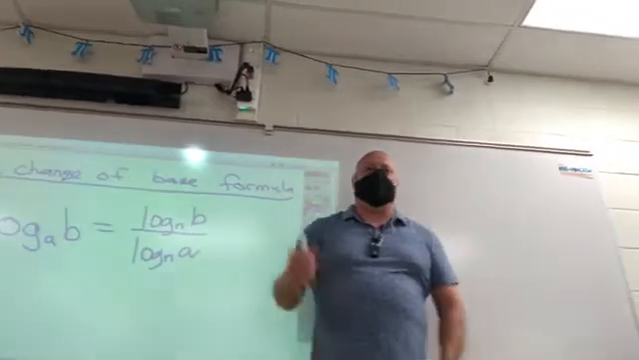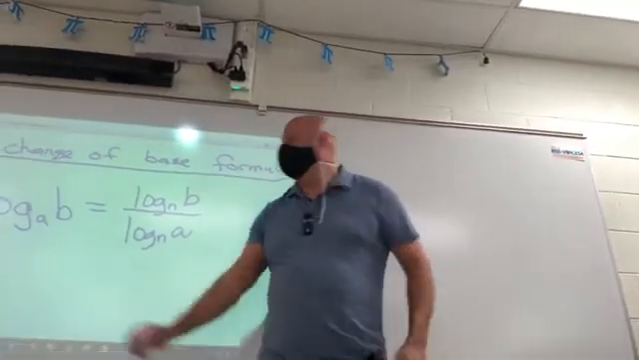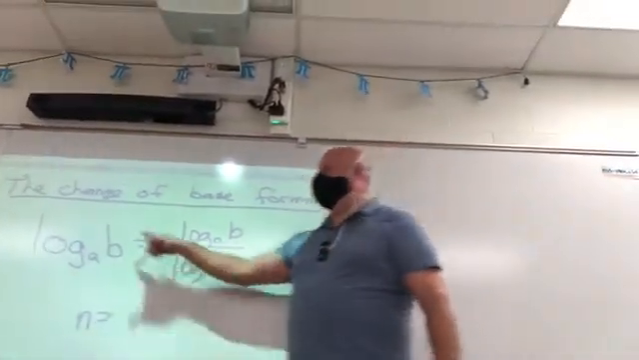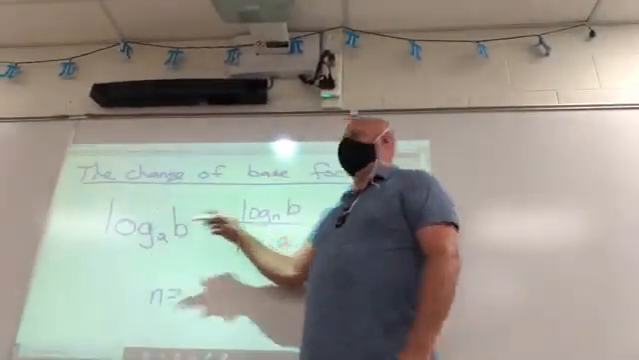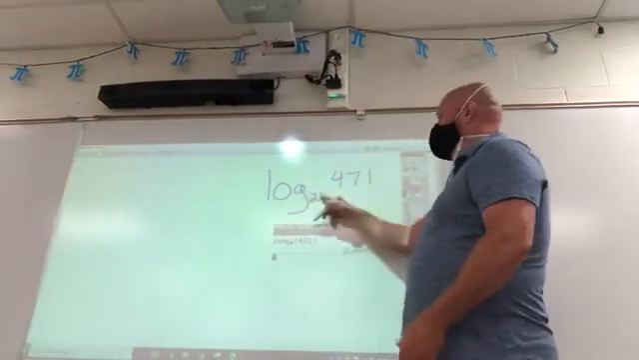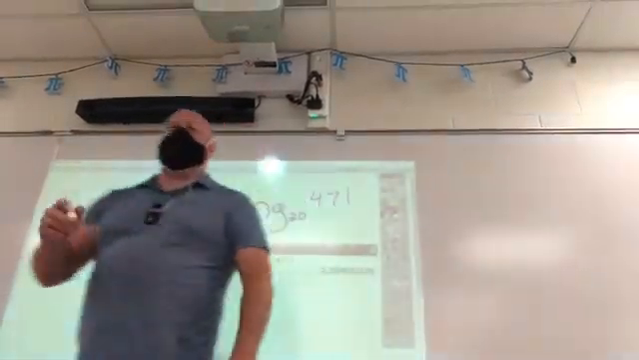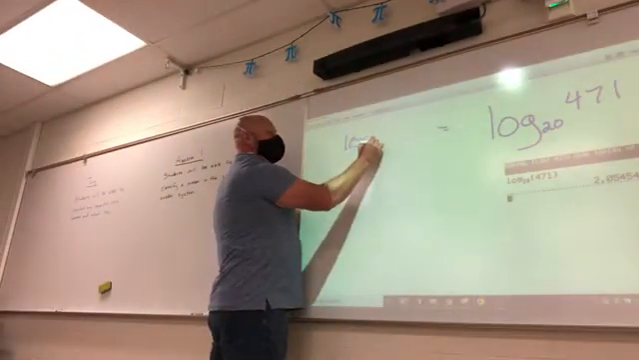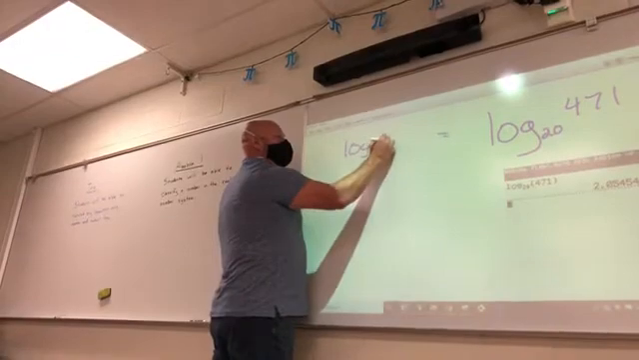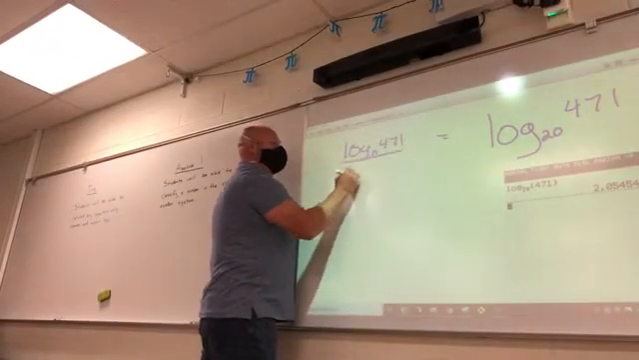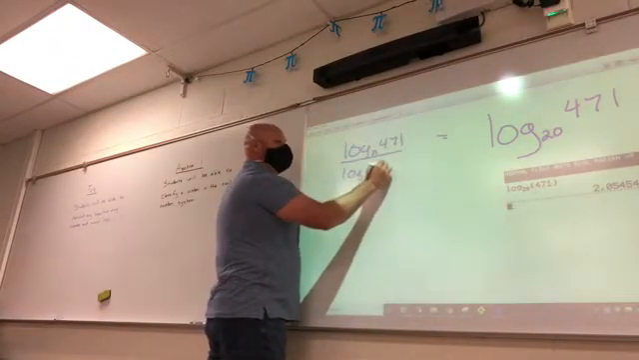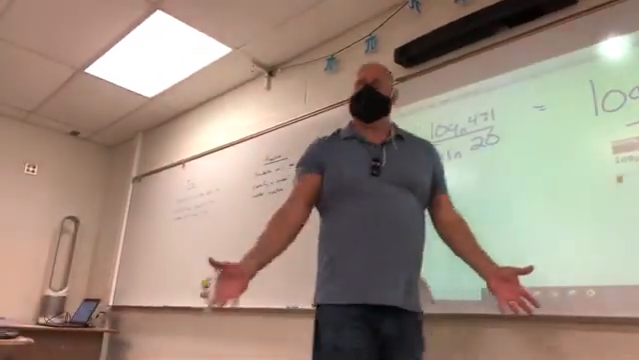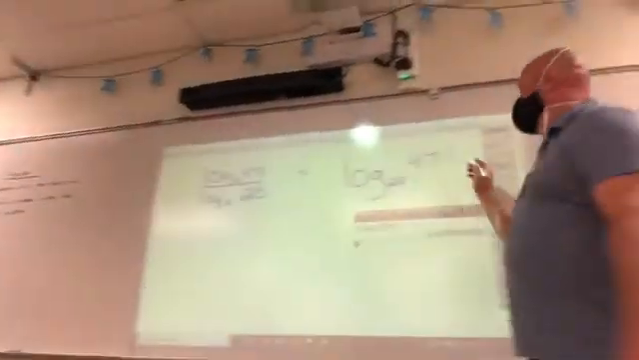And there should be one question going through everybody's mind. How do you do that? What the heck is n? I ain't see no n's over here. Because I can calculate this by saying, all right, well that's going to be log base n of 471 divided by log base n of 20. But what's this n number, right?